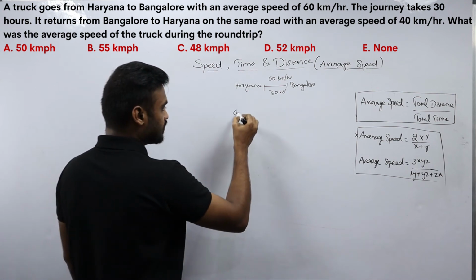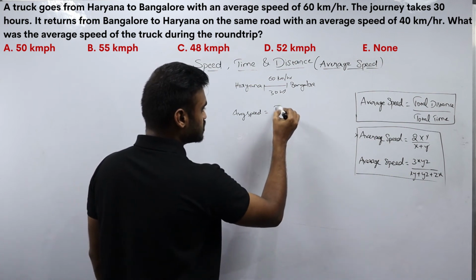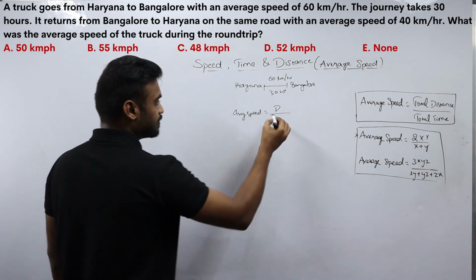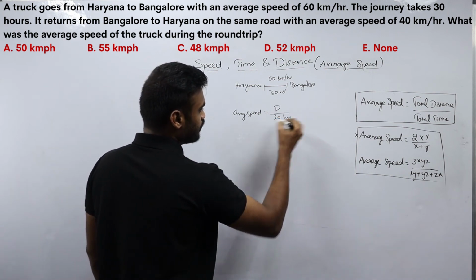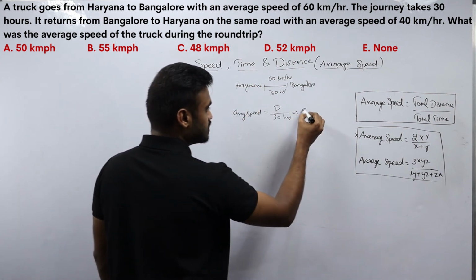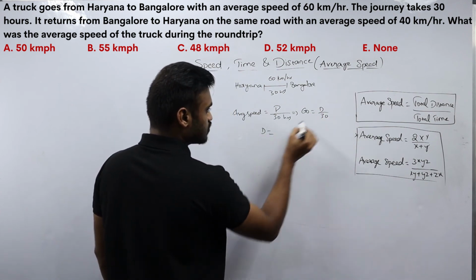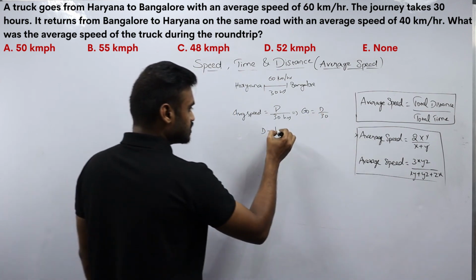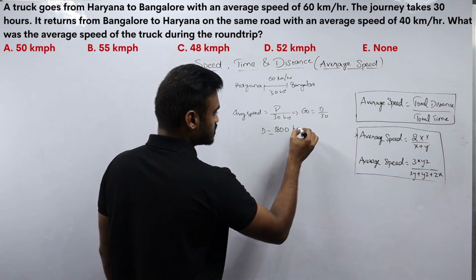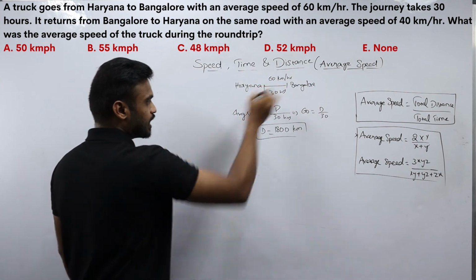See here, average speed equal to total distance, that is d, by total time, that is 30 hours. So average speed is 60 km per hour. We will get 60 equal to d by 30. So distance equal to 60 into 30, that is 1800 kilometers. This is the total distance between Haryana and Bangalore.